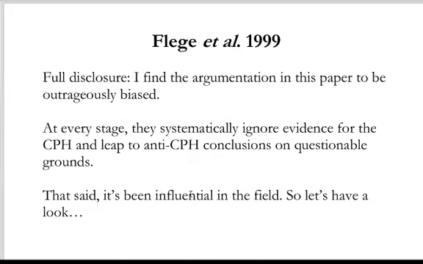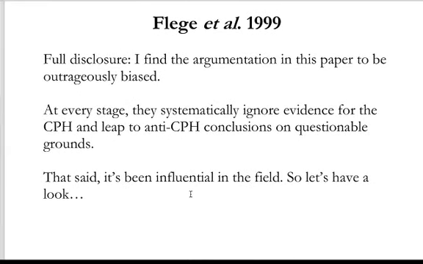So before I get into the data, I should say here, I find this paper to be outrageously biased. So basically, at every stage, the authors here seem to be ignoring evidence for the critical period hypothesis and combing for evidence that it goes against the critical period hypothesis. I think there's a huge number of problems with this paper, both rhetorically and conceptually, as well as just empirically and quantitatively. But that said, it's been pretty influential in the field.